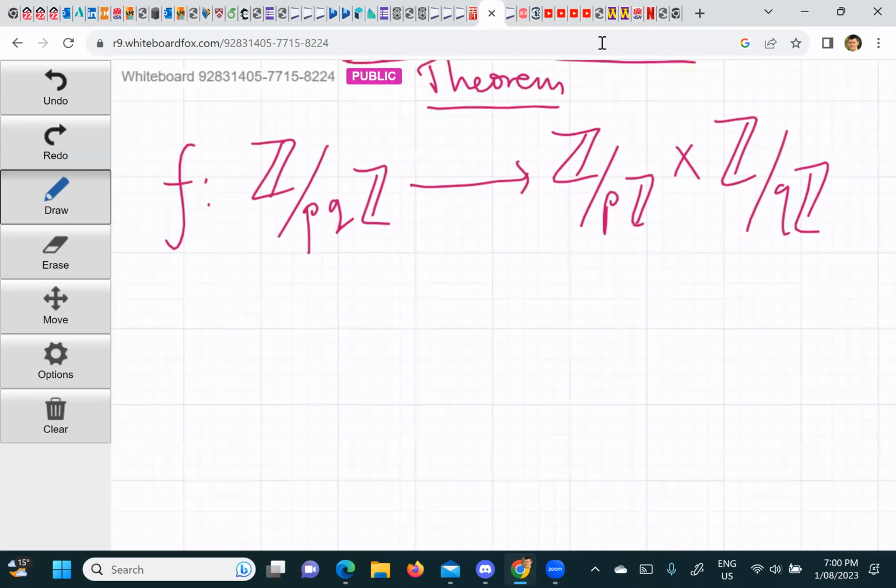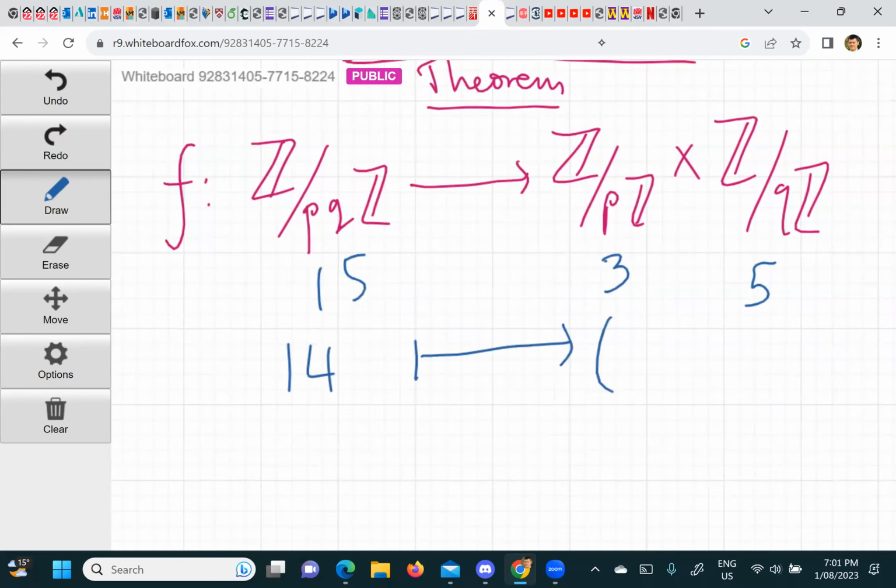For example, if p was 3 and q was 5, then pq is 15. You would take the number 14 and map it to: what's 14 mod 3? It's 2. And what's 14 mod 5? It's 4. So that's how the function is defined. And the crazy thing about this function is that it's a bijection. The fact that it's a bijection is called the Chinese remainder theorem.